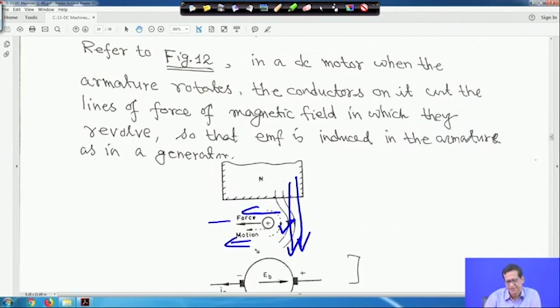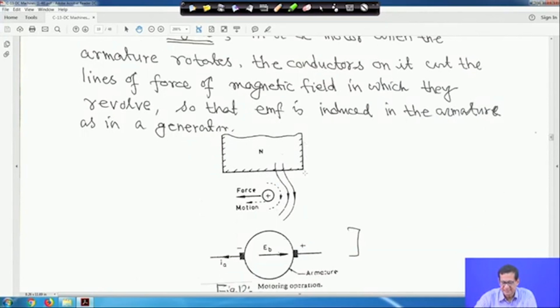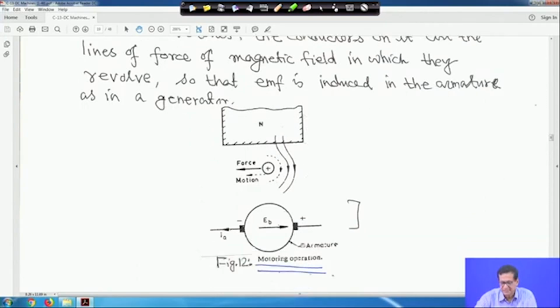And naturally this is the direction of the motion. So, in a DC motor, when the armature rotates, the conductors on it cut the lines of force of the magnetic field in which they revolve. So, EMF is induced in the armature as in a generator. This is the motoring operation and this is the armature. This is the same philosophy, and only the N pole is shown here. Now we have to think about the back EMF.